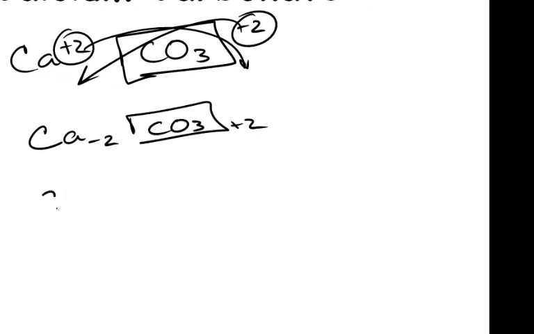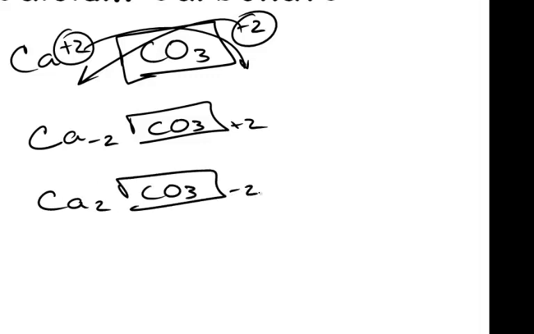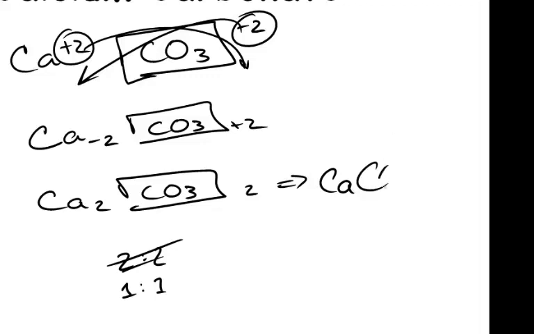Step 3 is to drop the signs. Ca2, CO3, 2. This 2-to-2 ratio can reduce down to 1-to-1. So Ca1, and because there's no longer that 2 outside, we can just leave CO3.